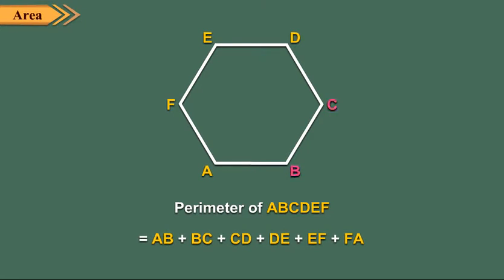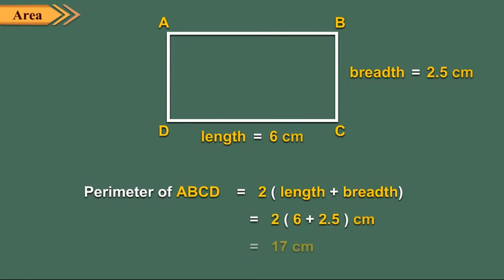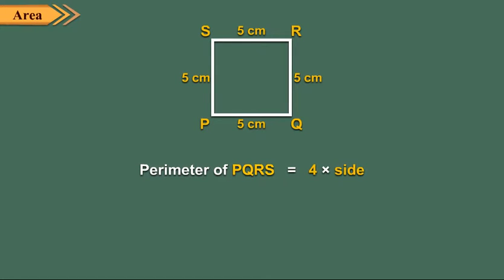For example, to find the perimeter of the given polygon A, B, C, D, E, F, we find AB plus BC plus CD plus DE plus EF plus FA. We also know that the perimeter of a rectangle is equal to twice length plus breadth. Perimeter of a square is equal to 4 into side.